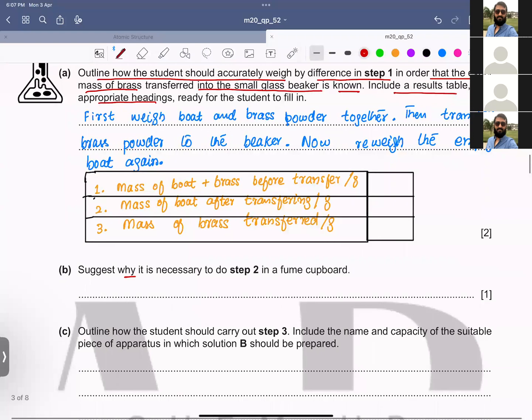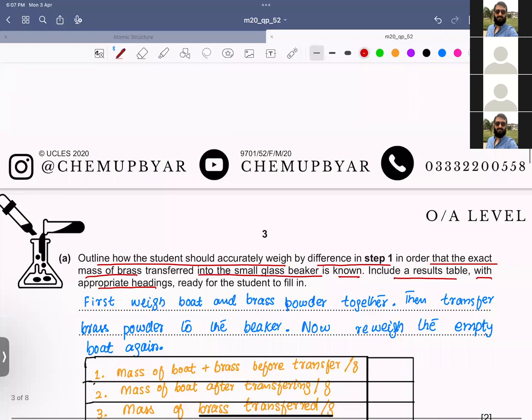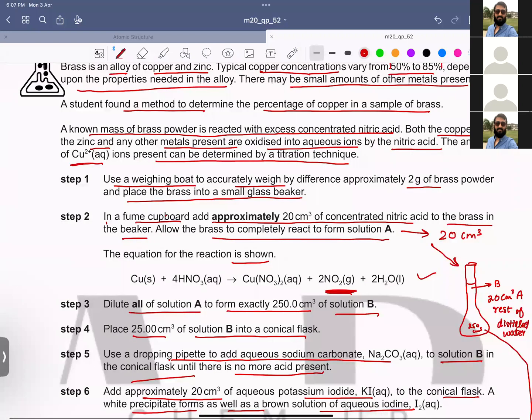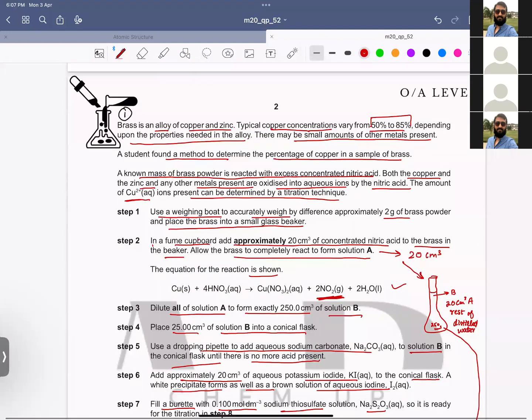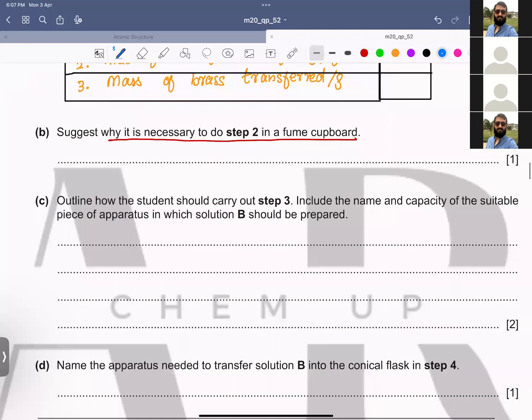Suggest why it is necessary to do step 2 in a fume cupboard. Because toxic gases are released, sir. NO2 is released. Yes, NO2 is released over here. That's why I have told you, a fume cupboard is used due to this NO2. And NO2 is a toxic gas or a poisonous gas.